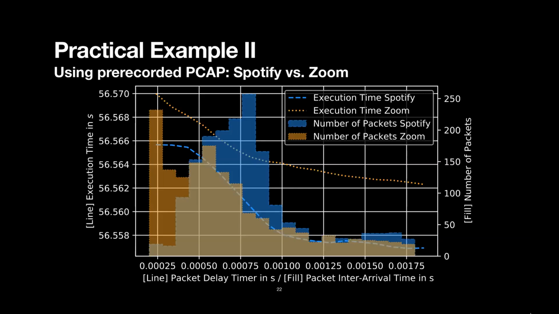For both loads, we can see that the execution time drops off noticeably when we increase the packet delay timer past the inter-arrival times where the majority of the packets fall in, so where histograms have the largest bins. The bursty Spotify load benefits more from doing so, whereas the continuous Zoom load almost resembles a Poisson distributed load.